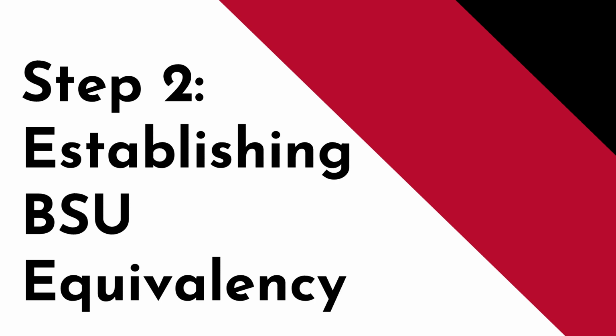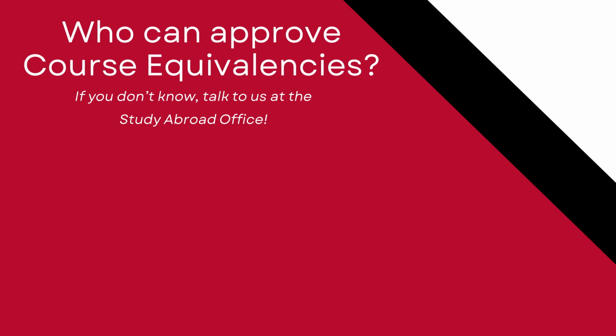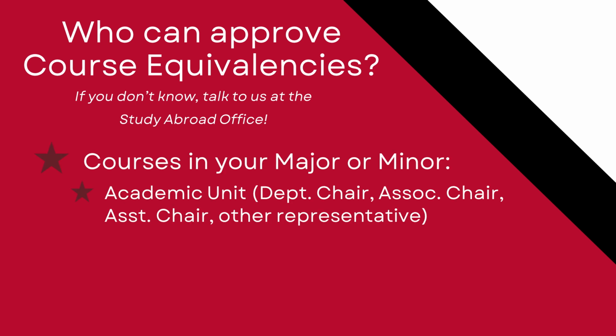The big question here is, who can authorize the equivalency? It 100% depends on the course. Your study abroad advisor can help you find out who is authorized to establish a course equivalency. So if you get stuck, please reach out to them. But use this as a rule of thumb. For courses in your major or minor, the academic unit, aka the department associated with the major or minor, authorizes. Typically this is a department chair, but it might be the associate or assistant chair or a designated faculty member.